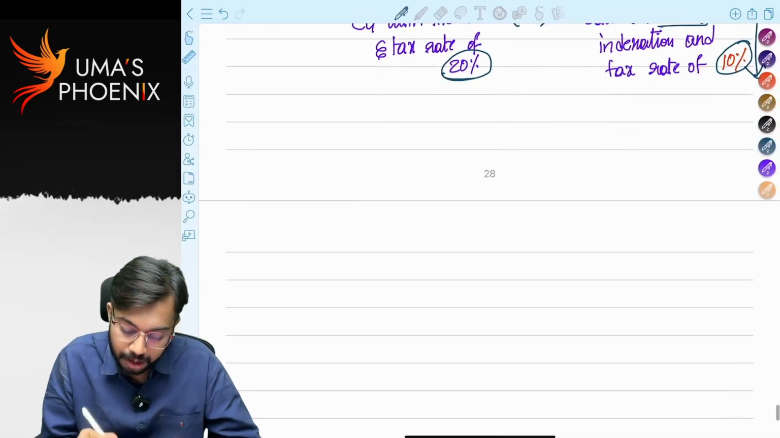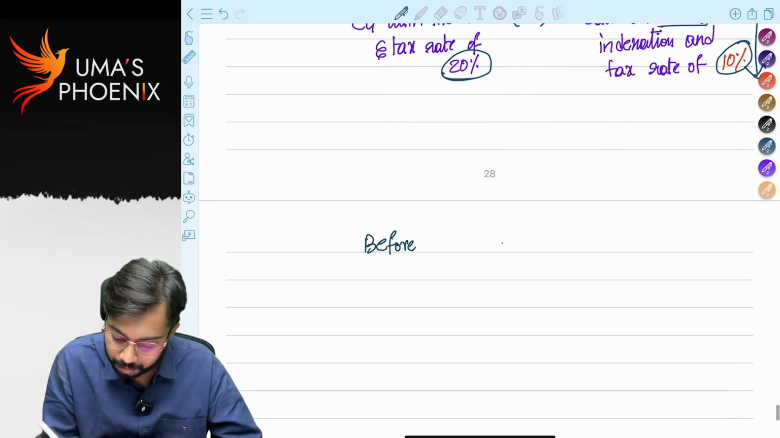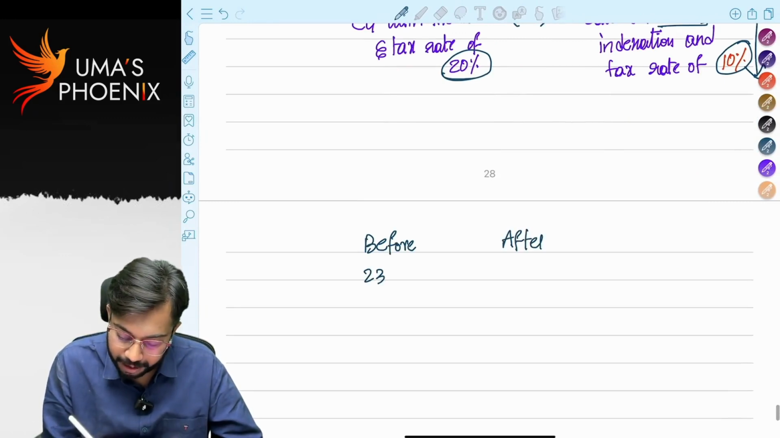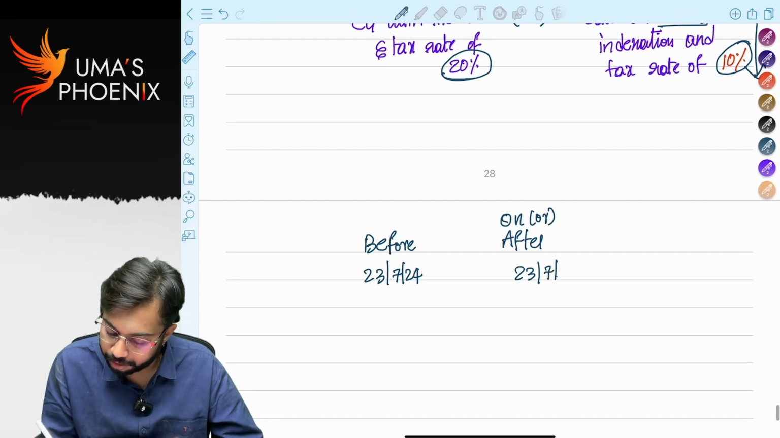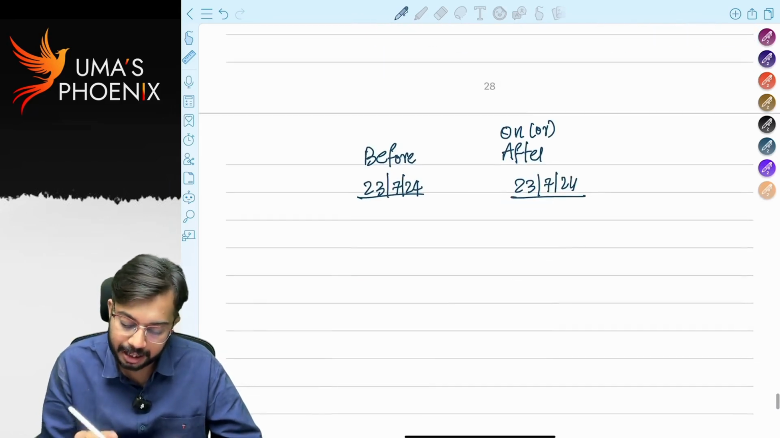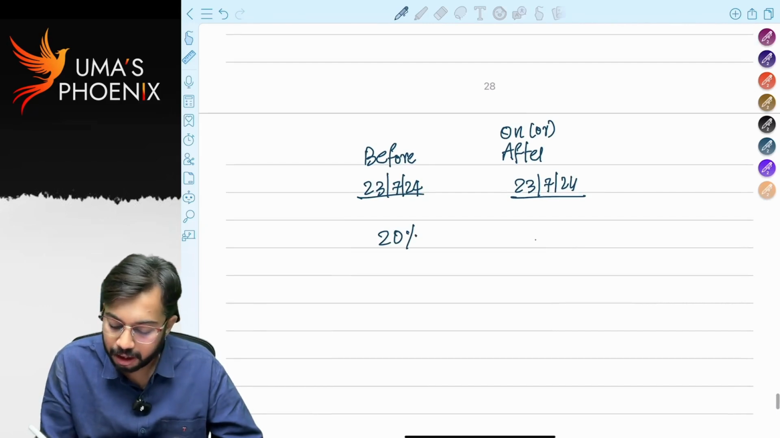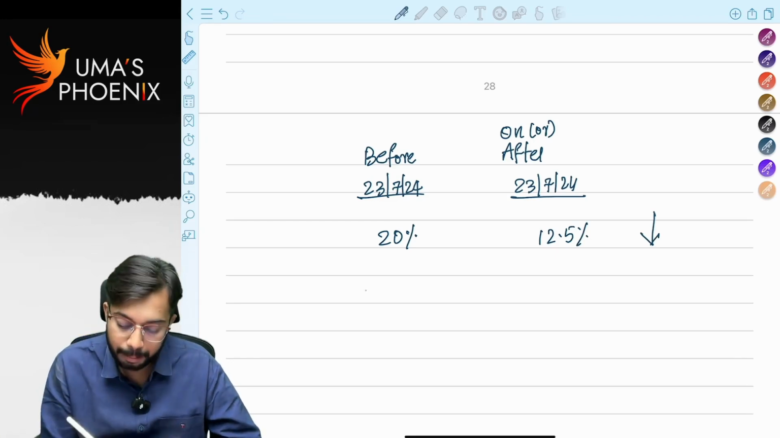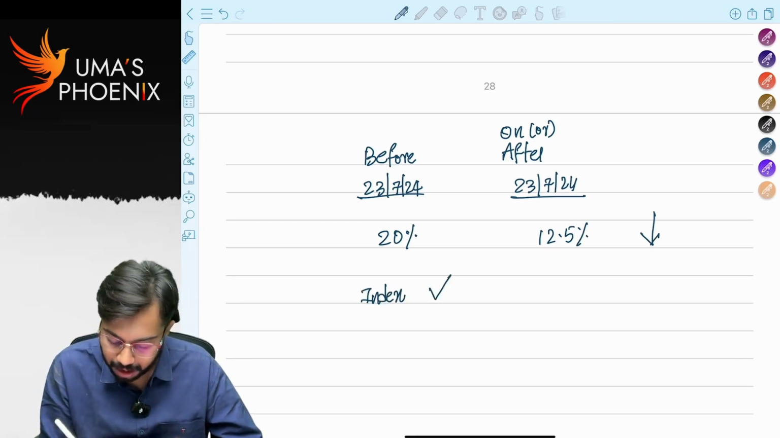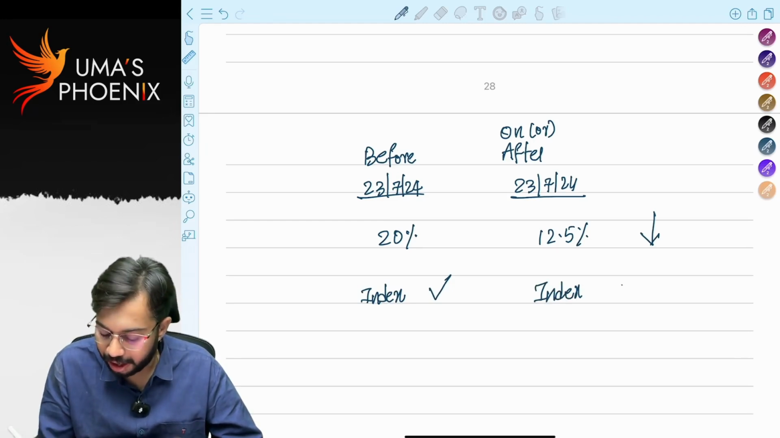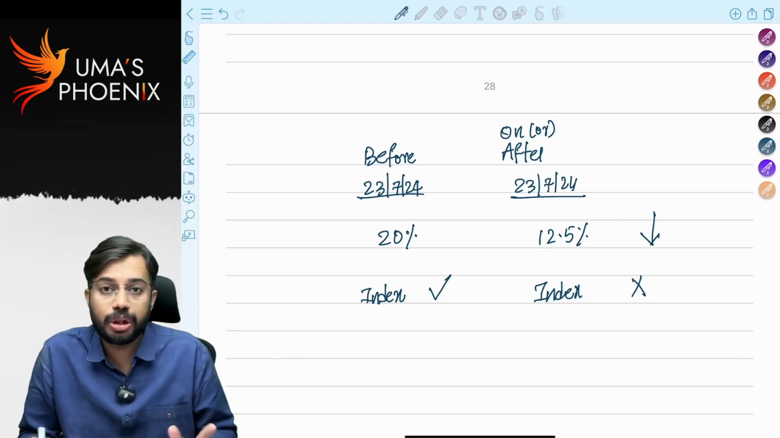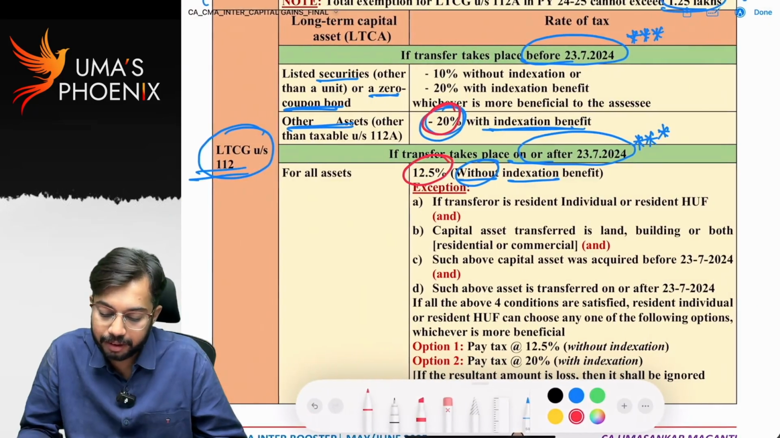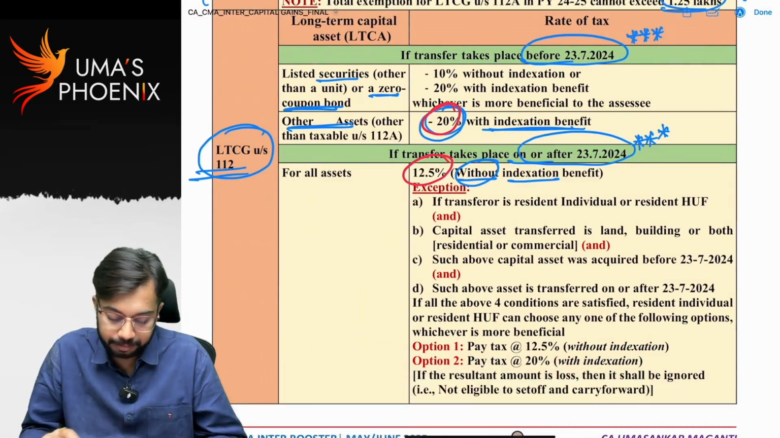That means before 23rd July 24, on or after 23rd July 2024. Let us just compare. Before, tax rate is 20%. Now tax rate is 12.5%. That means tax rate got decreased. Before, indexation benefit is allowed. Now indexation benefit is not allowed. As indexation benefit is not allowed, tax rate was decreased from 20% to 12.5%. Is it clear? But there is one exception.